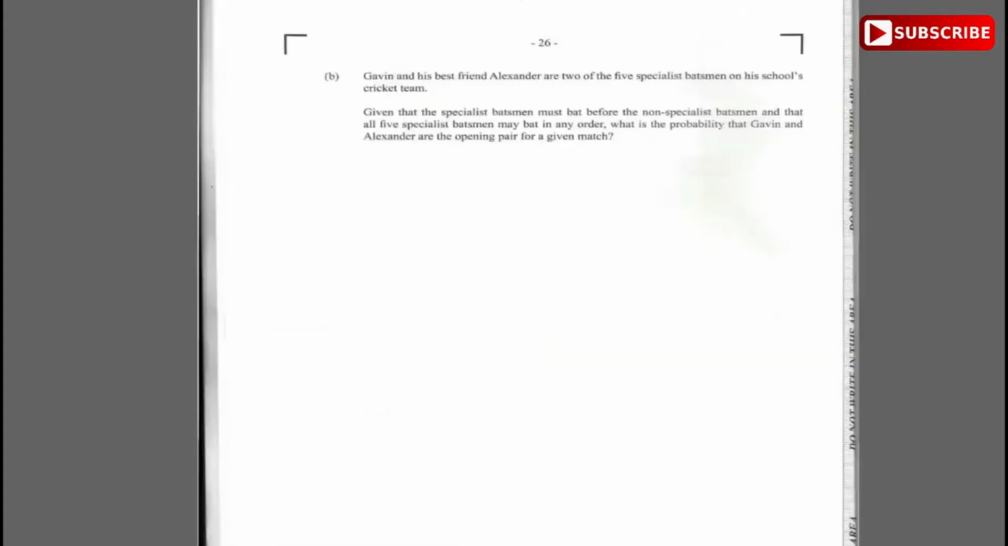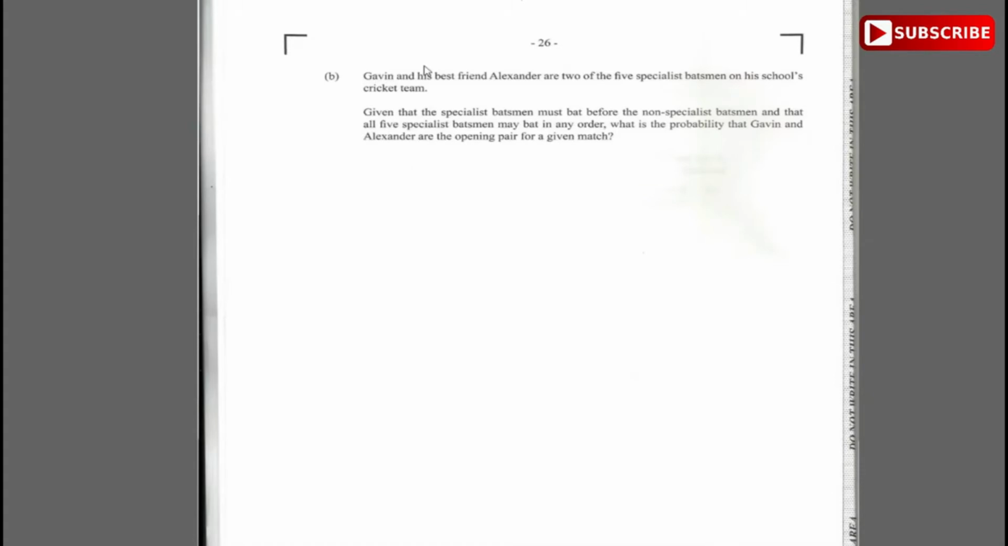So next part of the question. The next part says Gavin and his best friend Alexander are 2 of the 5 specialist batsmen on his school's cricket team. Given that the specialist batsmen must bat before the non-specialist batsmen and that all 5 batsmen may bat in any order, what is the probability that Alexander and Gavin are the opening pair of any given match?